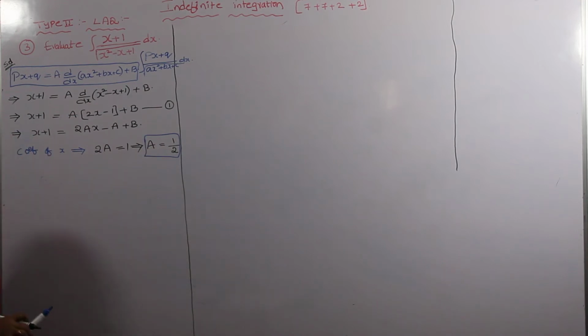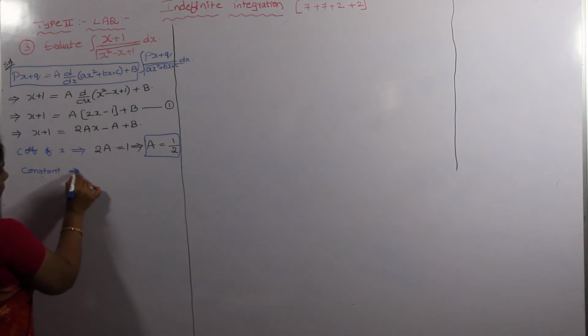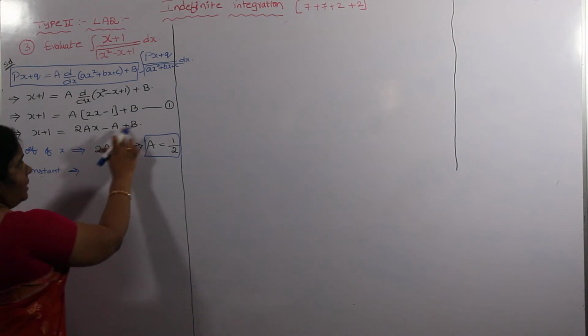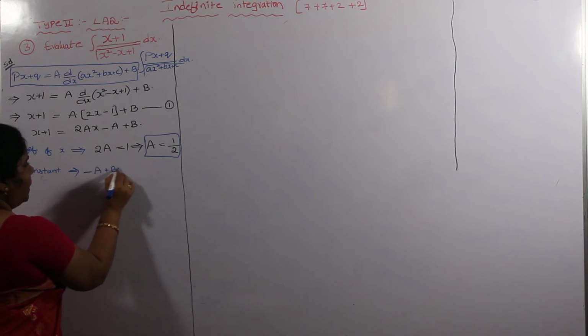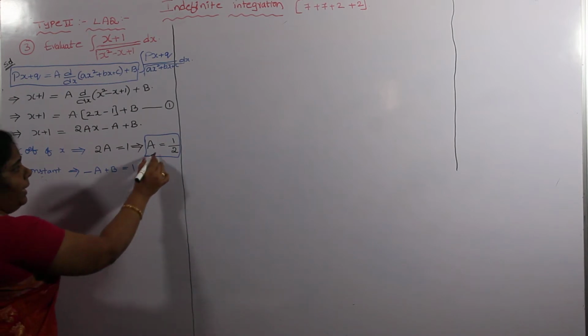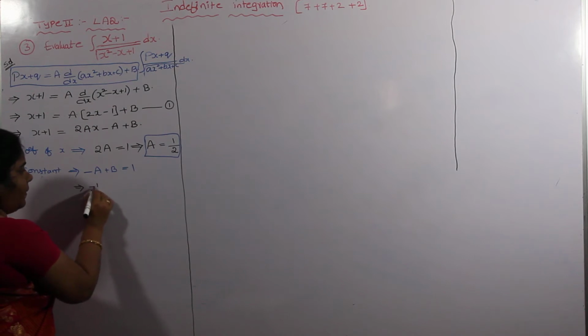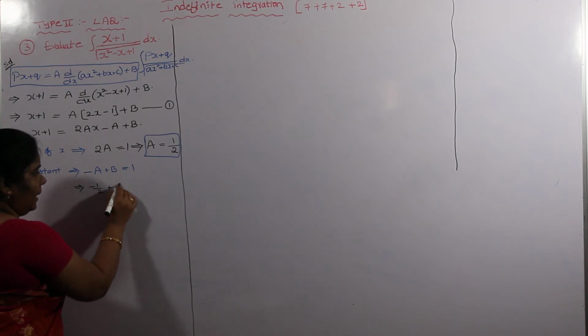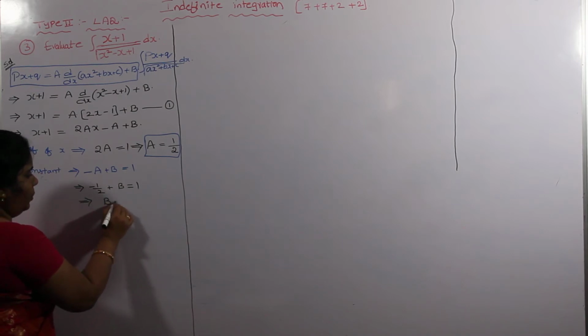Next we need capital B. Comparing constants on both sides: this side the constant is minus A plus B, and this side the constant is 1. So minus A plus B is equal to 1. Here we already have the A value, which is 1 by 2. Substitute here: minus 1 by 2 plus B is equal to 1.